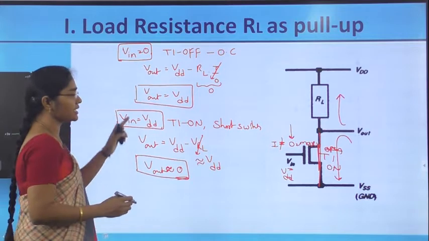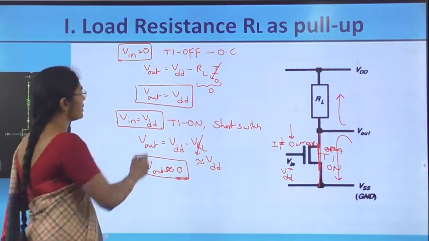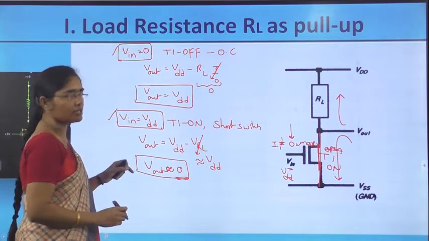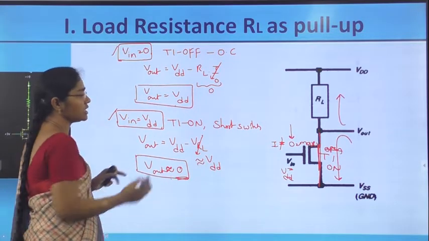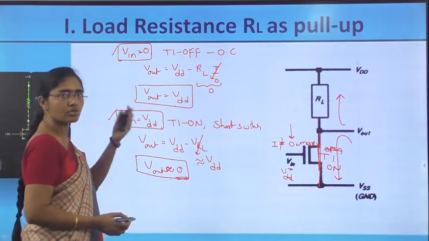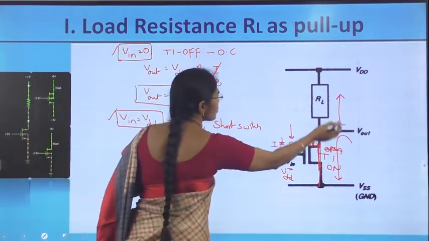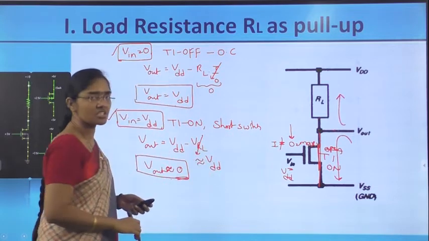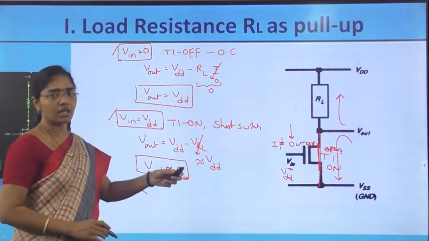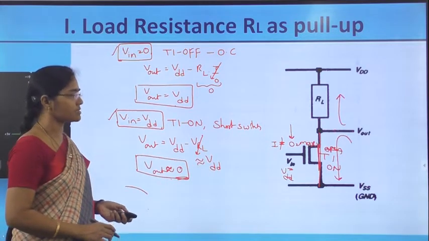So, it is also acting as an inverter case. For the input values 0 and VDD, the output is the inverted value. So, it is acting as an inverter, and the load element is used to bring the output from 0 to the high value. This is the operation of the inverter with RL as the load device.